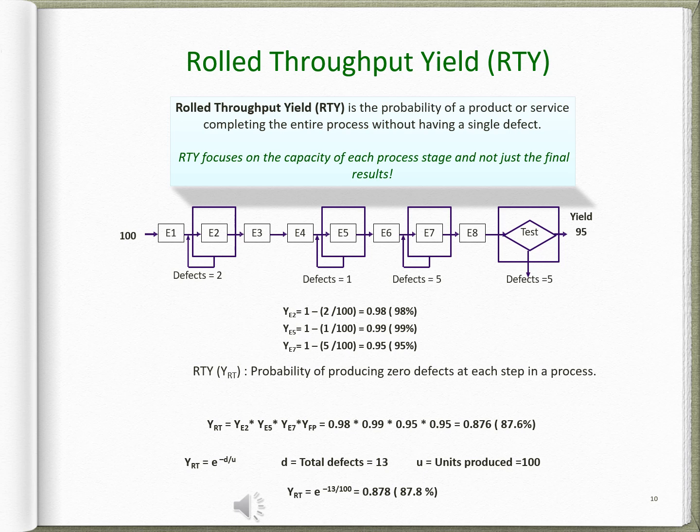The rest of the steps had no defects. Thus, its yield is 1 or 100%. The rolled throughput yield is obtained by multiplying the yields of the steps. In this case, this gives us 0.876 or 87.6%. Alternatively, the rolled throughput yield equals e to the power of negative D divided by U, where D is the number of total defects, which is 13, and U represents the total units produced, which is 100.